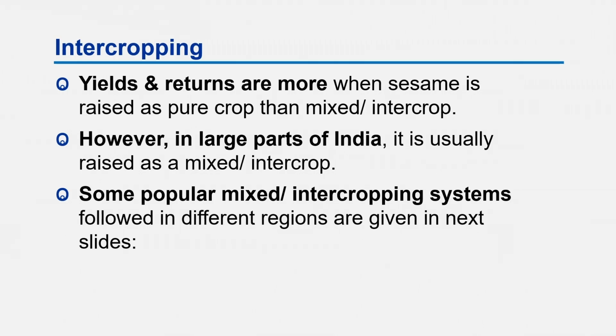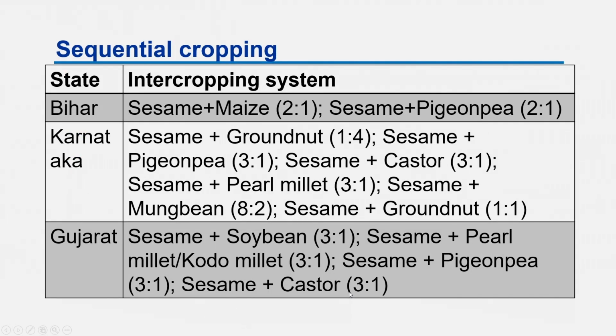So, yields and returns are more when sesame is raised as a pure crop than mixed or intercrop. However, in large parts of India, it is usually raised as a mixed or intercrop. Some popular mixed or intercropping systems followed in different regions are given in the next slides. So, you can see a glimpse of different intercropping systems state-wise. For example, in Bihar, you can have sesame plus maize in 2:1 ratio, sesame plus pigeon pea in 2:1 ratio. 2:1 ratio means the first crop, for example, here sesame is in 2 rows and pigeon pea or maize is in 1 row. So, that is why it is written as 2:1 ratio.